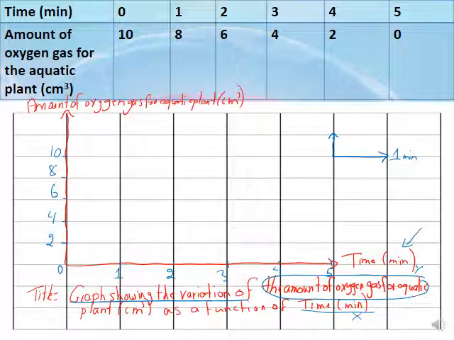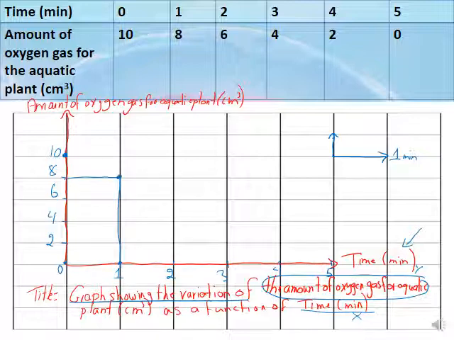At time 0, where's time 0? Here's time 0. At time 0, the amount of oxygen was 10. So you have to put the point here. This is the first point. At time 1, where's time 1? Here is time 1. The amount of oxygen was 8. So you have to move a vertical line here, and a horizontal line here where it meets. This is point 8.